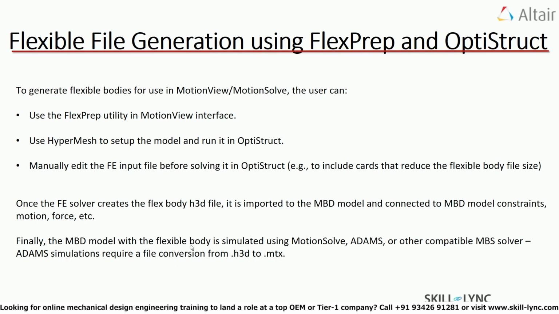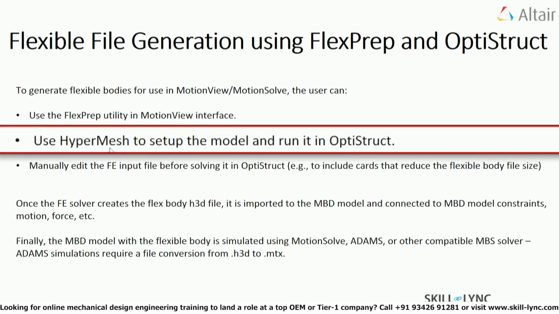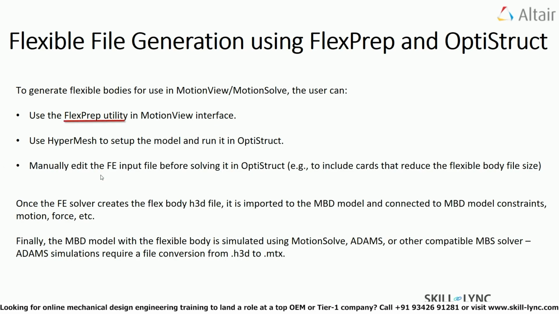Now, let's concentrate on the flexible body generation using the FlexPrep utility in MotionView, which basically runs OptiStruct in the background. So the user can generate flex bodies in MotionView in the following ways. We can either use the FlexPrep utility in the MotionView interface to create the flexible bodies, or we can use HyperMesh to set up the model and run it in OptiStruct. The third way is for advanced users to manually edit the FE input file before solving it in OptiStruct. In this method, we can include cards to reduce the size of the flexible body. However, in this chapter, we will build our flexible body using the FlexPrep utility tool.